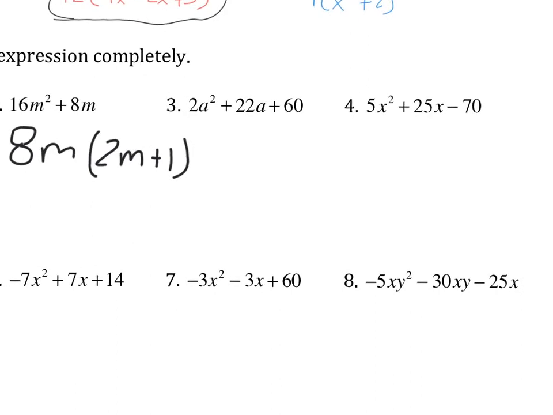And number 3, what can I factor out of all of that, please? That's it. I can factor out a 2, and that is all. So I get ax squared plus 11a plus 30. And we might be able to factor this next part right inside here, but we will talk about that later.